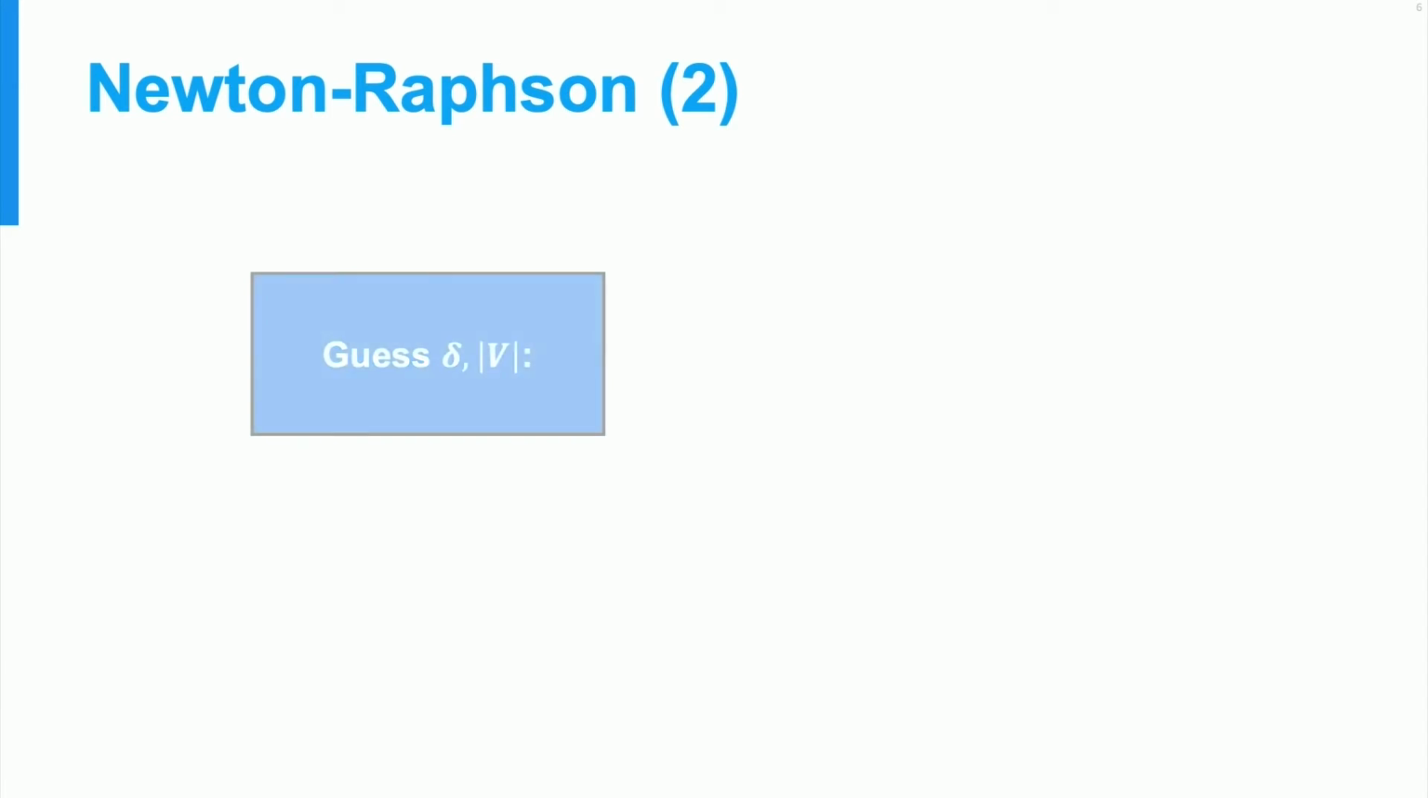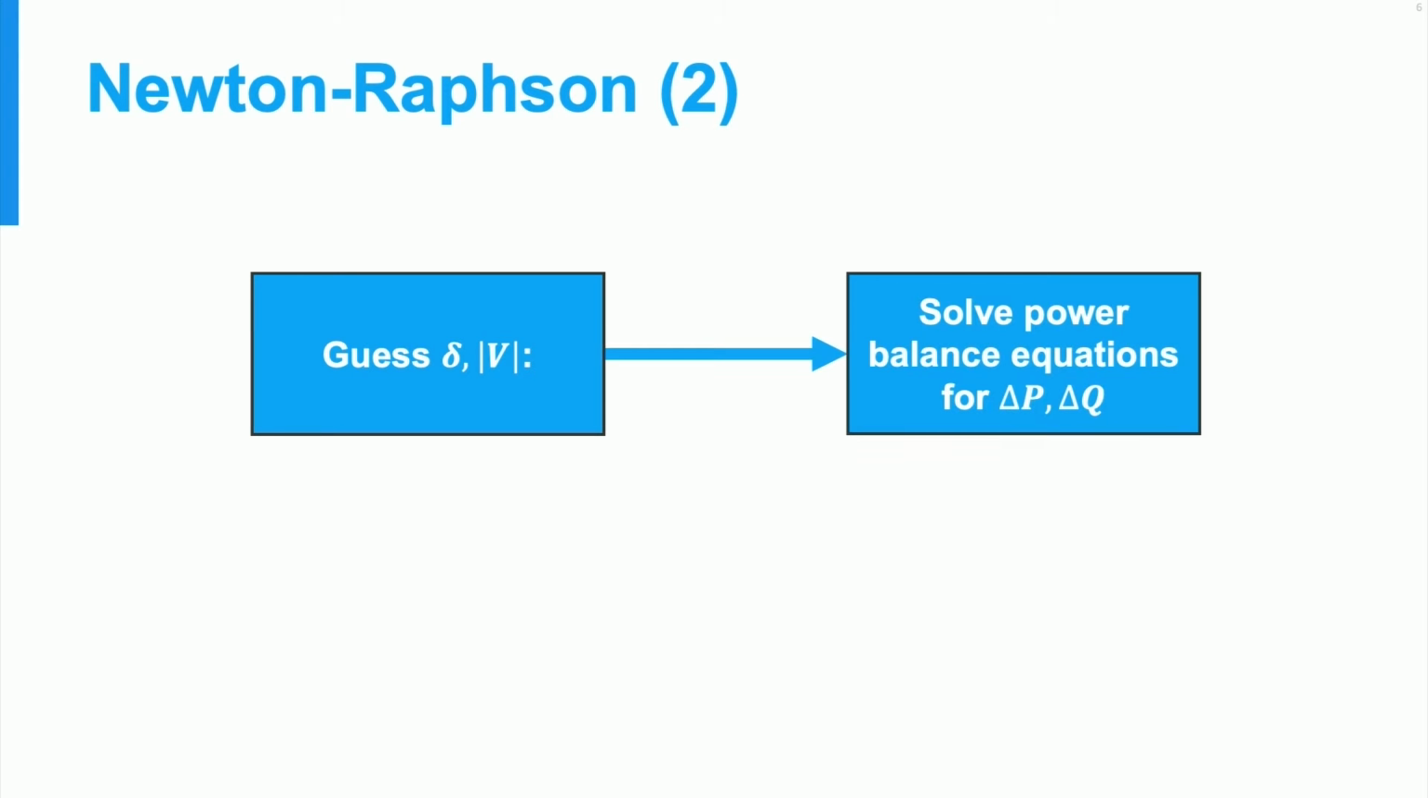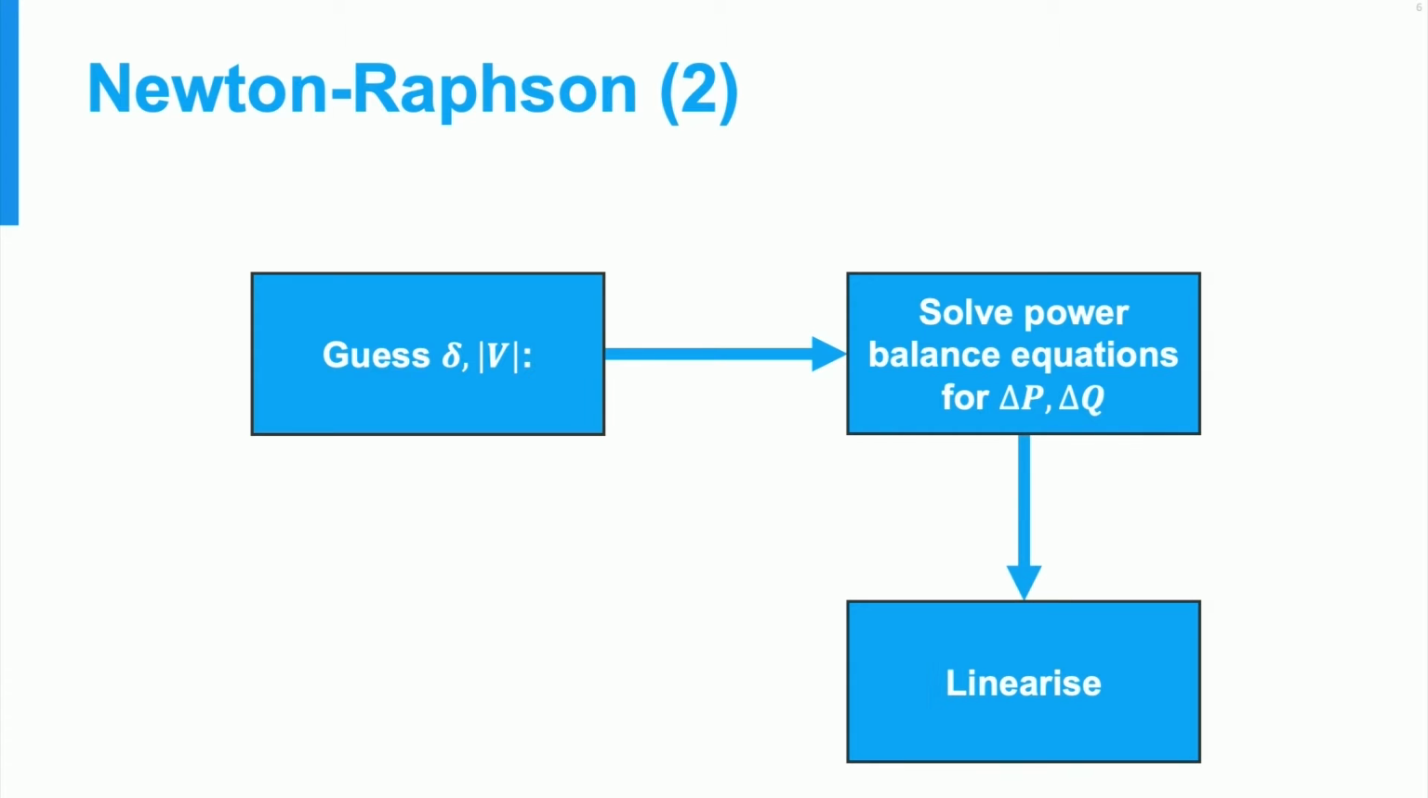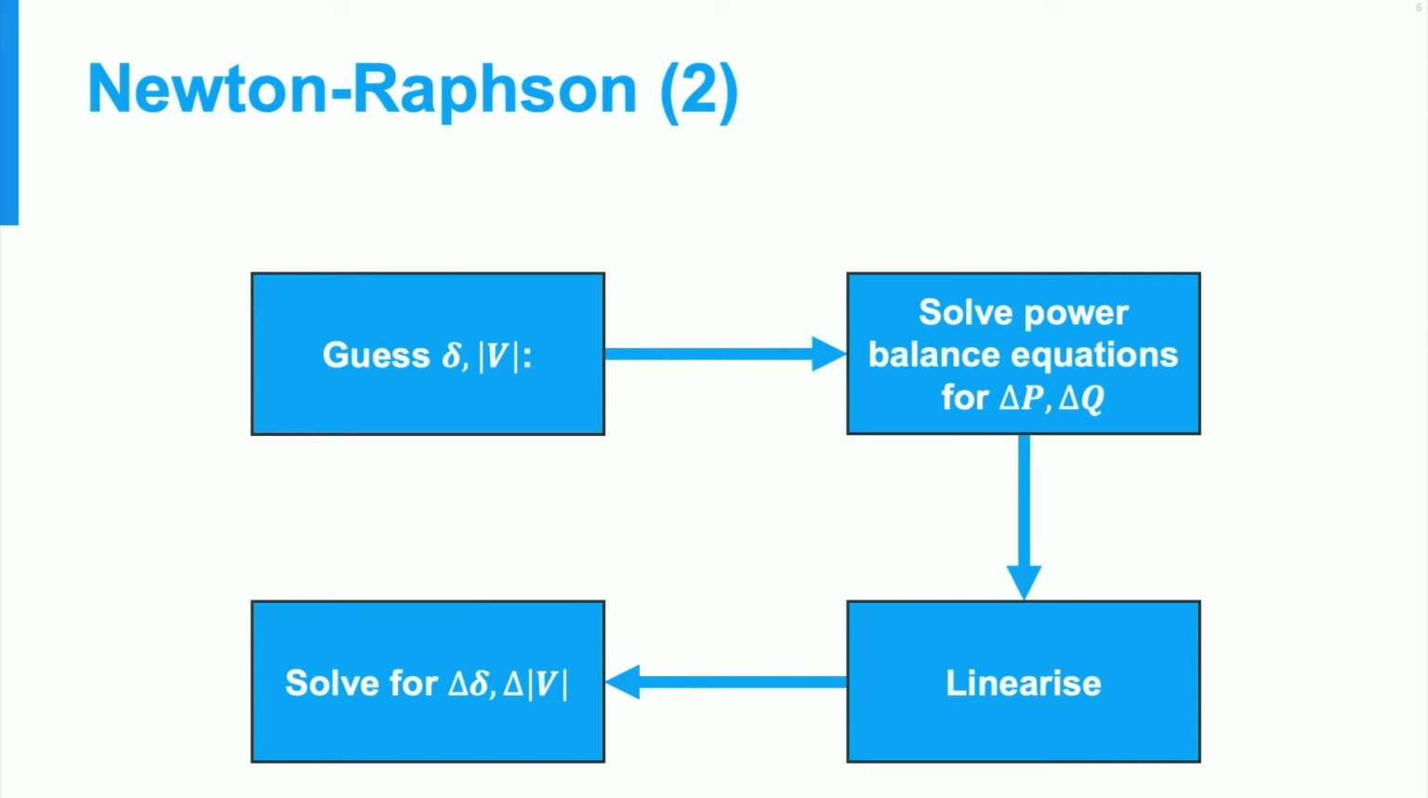We start by guessing the voltages. Then we solve the power balance equation for delta P and delta Q, given these voltages. This will give the first approximation. Because the system is nonlinear, we will linearize it first around the found powers. Afterwards, we can solve the changes in voltages. Finally, we can update the voltages by adding the previously found change.